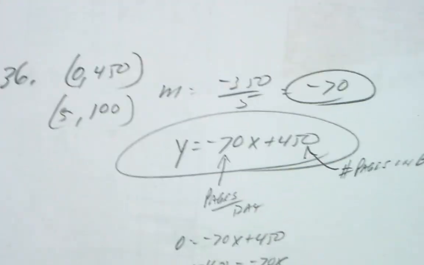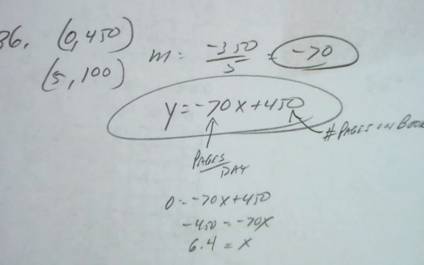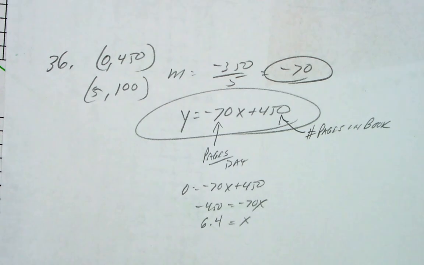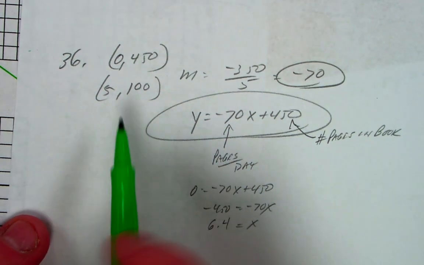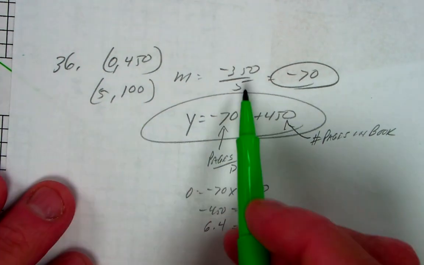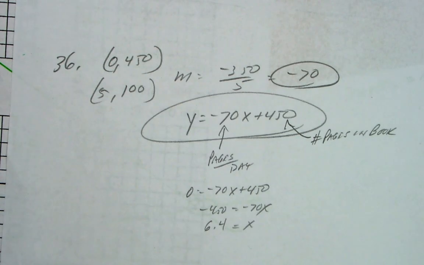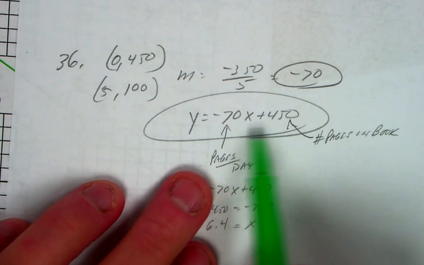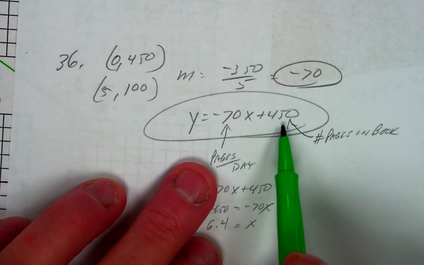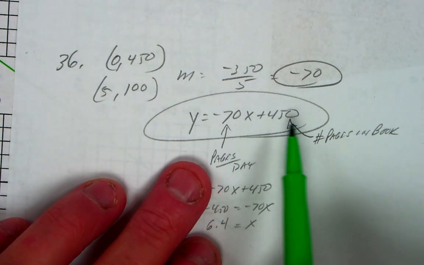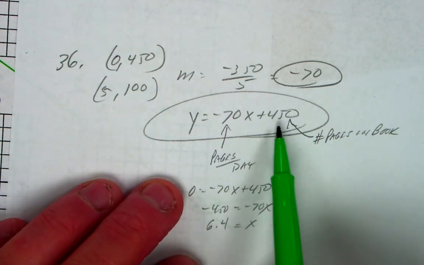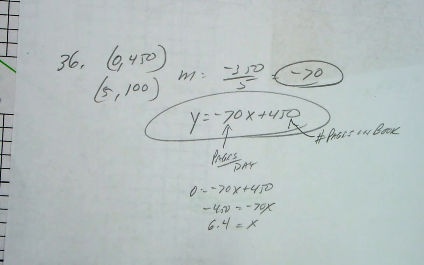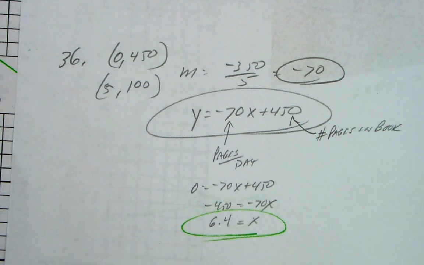On number 36 from the book, you were supposed to do that as well. So this is Alicia. Alicia, after 0 days, had 450 pages left to read. After 5 days, had 100 pages left to read. So her slope was negative 70. And so here's my equation. Why can I just write it like this? I don't need point slope because that's my y-intercept. Negative 70 pages per day plus 450, and that's the pages in the book itself. 6.4 days if you do the algebra.